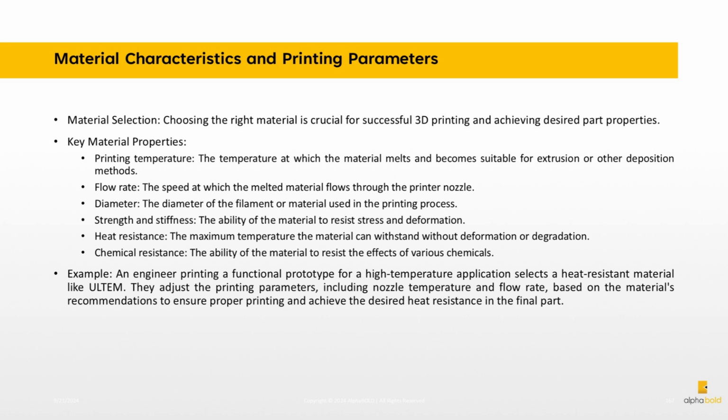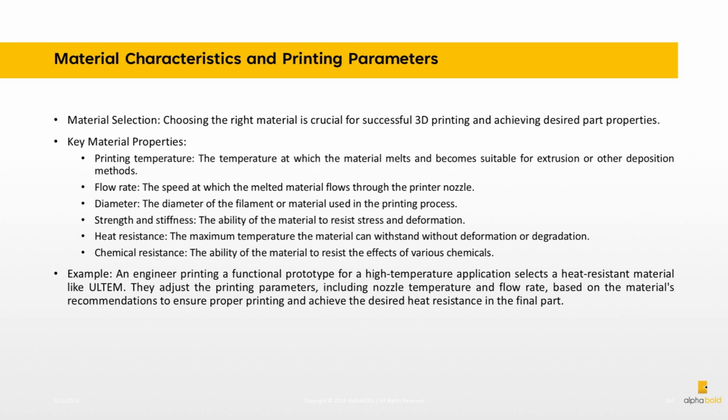Heat resistance, the maximum temperature the material can withstand without deformation or degradation. Chemical resistance, the ability of the material to resist the effects of various chemicals. Example, an engineer printing a functional prototype for a high-temperature application selects a heat-resistant material like Ultem.